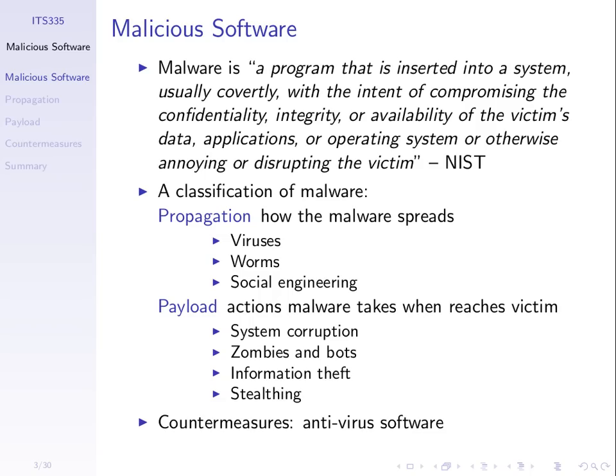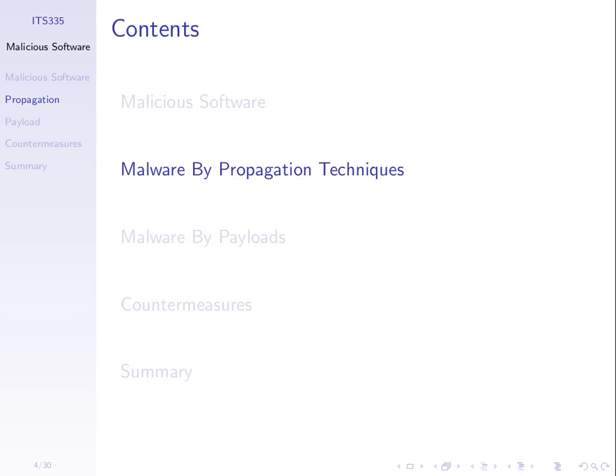And we'll finish with some countermeasures, with some general concepts used in antivirus software. Antivirus software is usually trying to detect malicious software, not just viruses, we'll see other malicious software. So we'll look at some malware by the way that they propagate, and then by what they do, the payloads, and finish with some countermeasures.